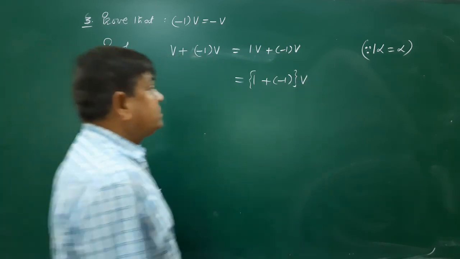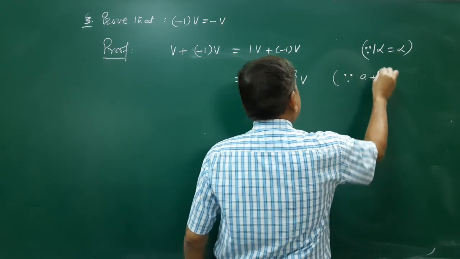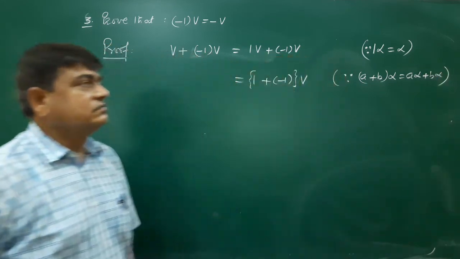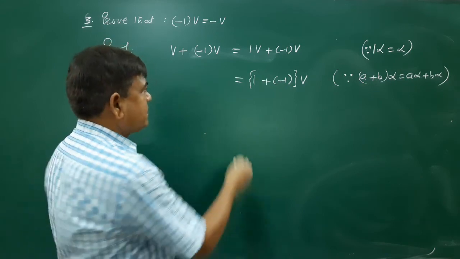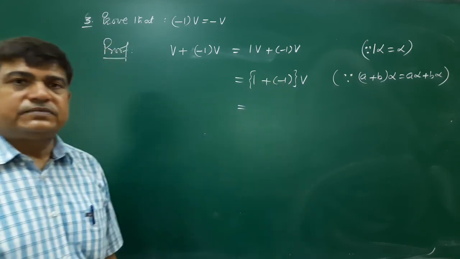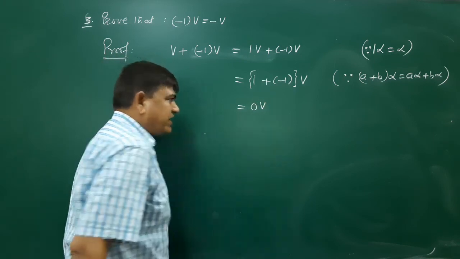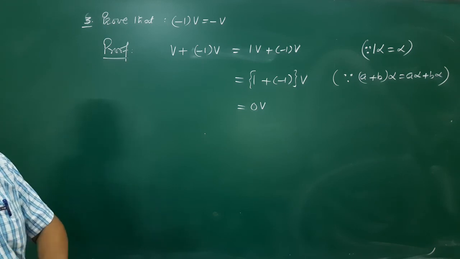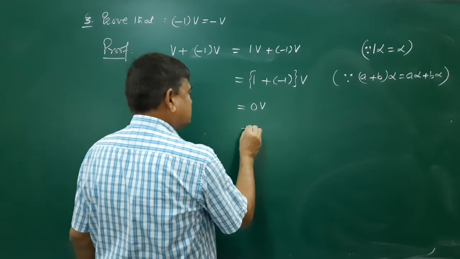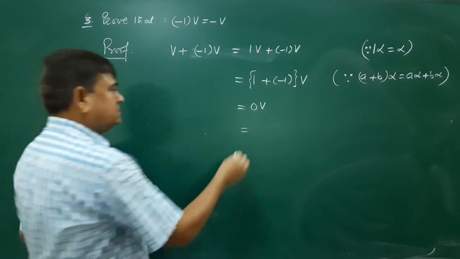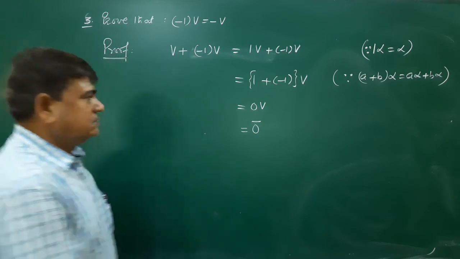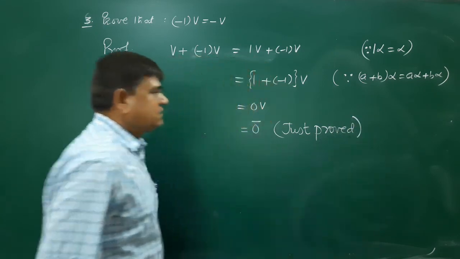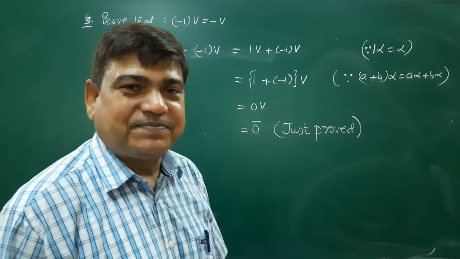which property? Distributive law. This is used here. Now this is a number, this is also a number. So the answer is C. 0. Just proved. एग्जाम में नहीं लिखना है, जस्ट प्रूव्ड. राइट द प्रॉपर रीजन.